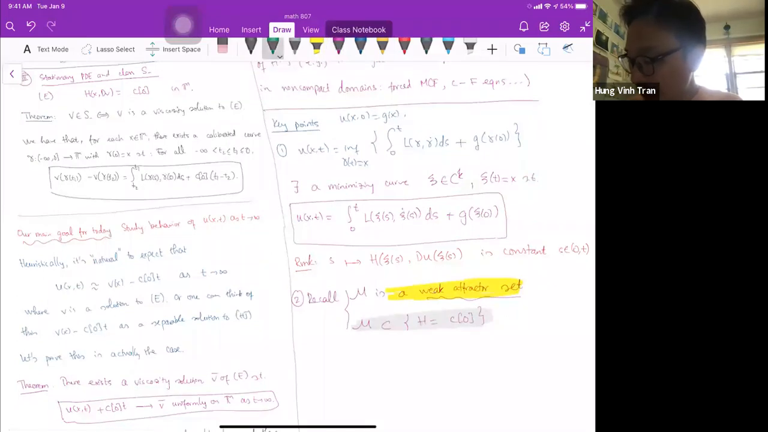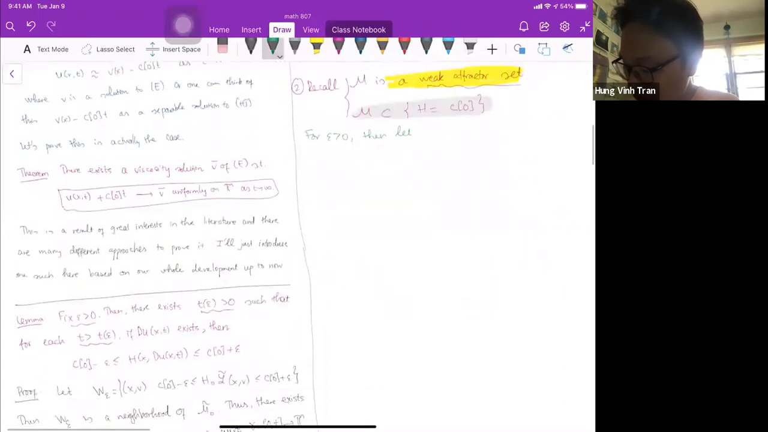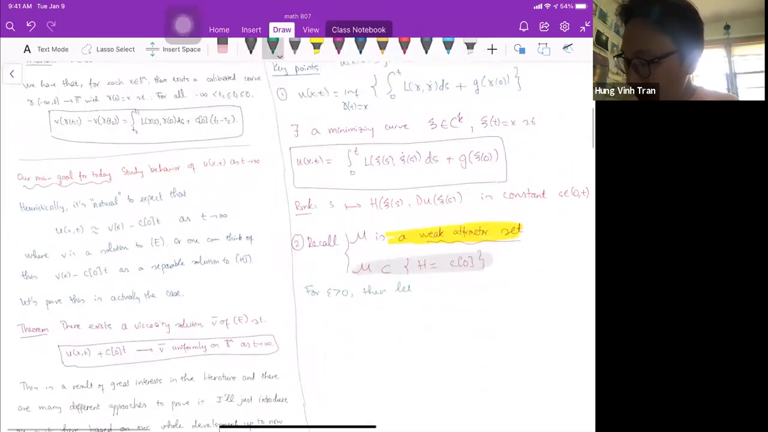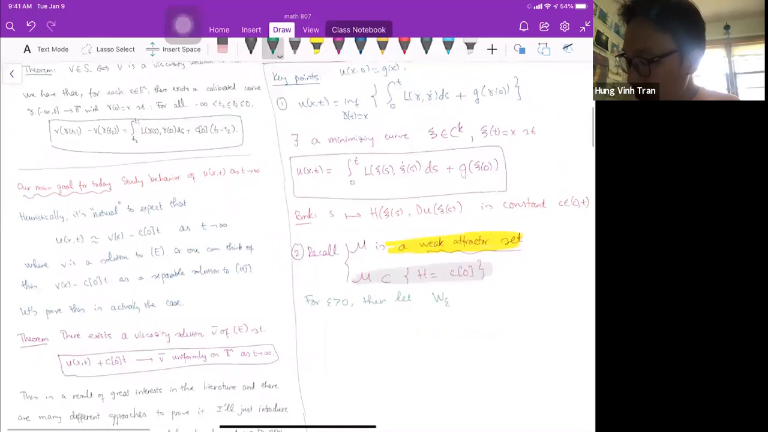So now for epsilon greater than zero, let me follow my notations. W epsilon is the set of (x,p) such that c-naught minus epsilon is less than or equal to H.